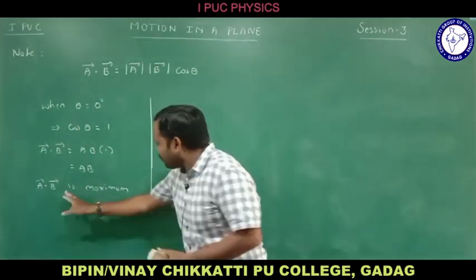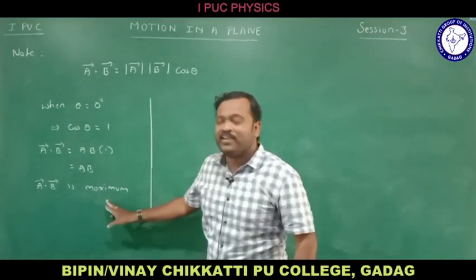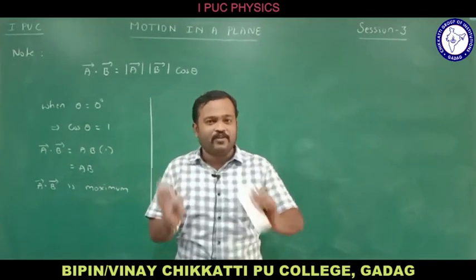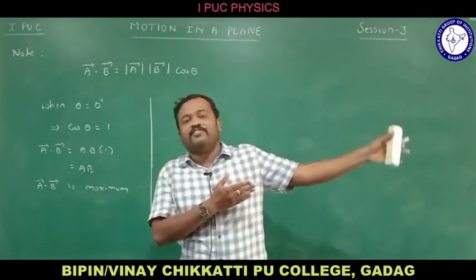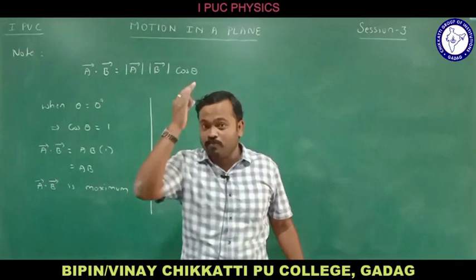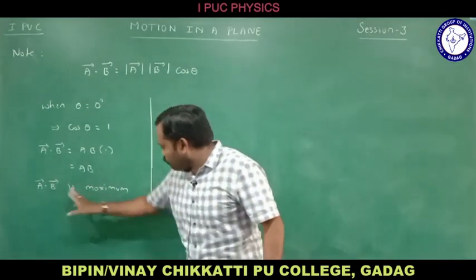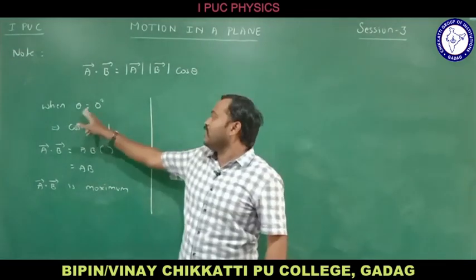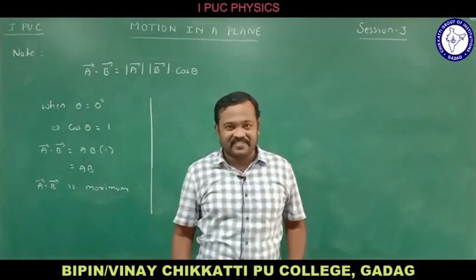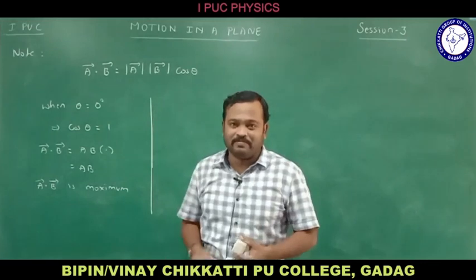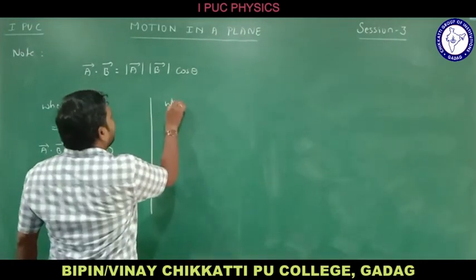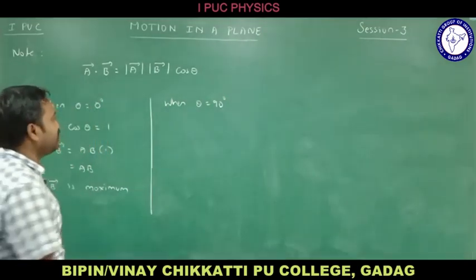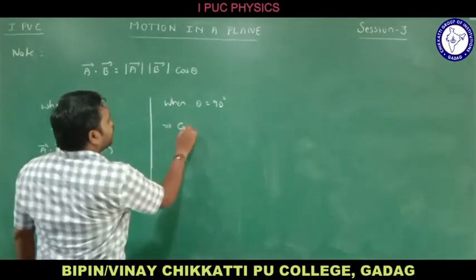A dot b is maximum when cos theta is maximum. Do you remember, whenever the equation has a trigonometric function, when the trigonometric function is maximum, that quantity will also be maximum, right? So a dot b is maximum when cos theta is maximum. When is cos theta maximum? When theta is equal to 0 degree. Okay, let me write when it is minimum. When theta is equal to 90 degree. What happens now? Let us check it out.